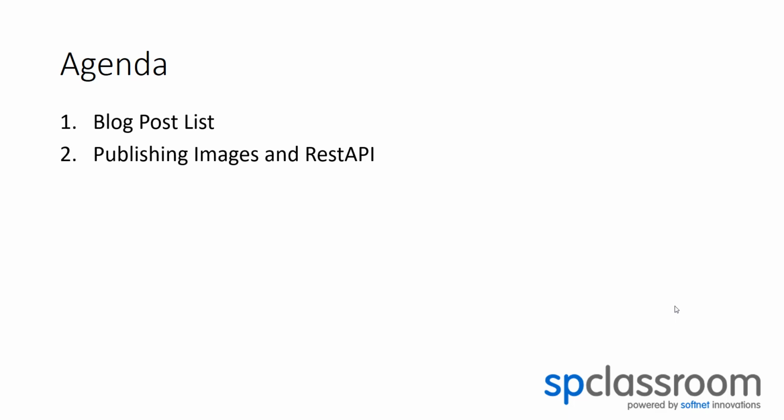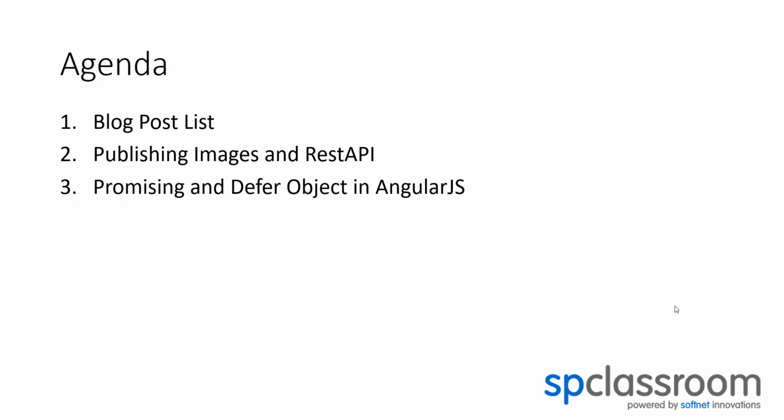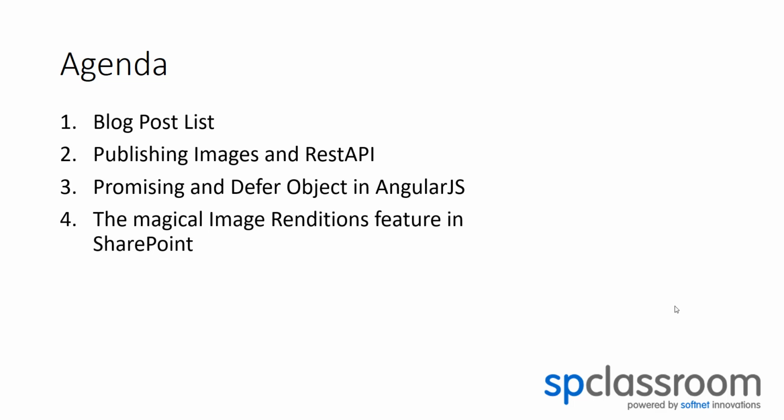And then we'll take a look at publishing images, which is going to be the main focus, because as I mentioned in the last video, publishing images are a little bit tricky to display because you have to do a double column. We'll talk about that. And because we have to do a double column, we have to do something special with promises and defer objects. So we're going to take a look at that in AngularJS and see how we can make that happen.